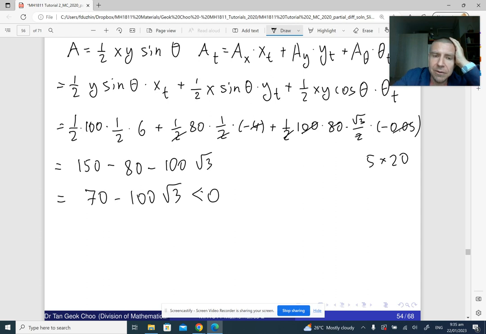All right, which means that the area is decreasing at the given moment, right? And the rate of change is 70 minus 100 square root 3. The units should be the same, I guess. So the units should be consistent. So it's square centimeters per second.